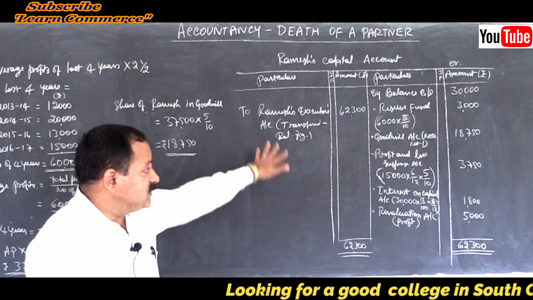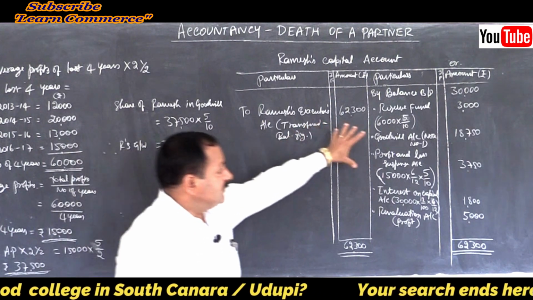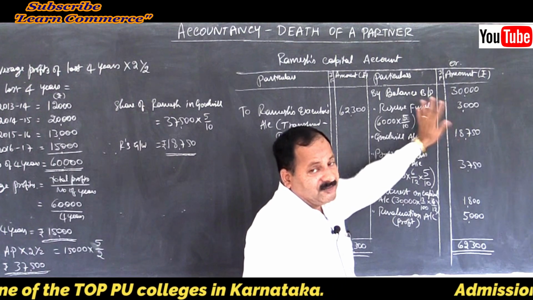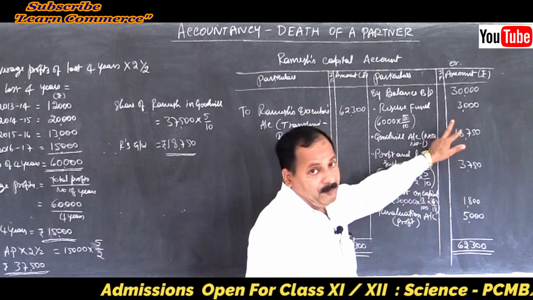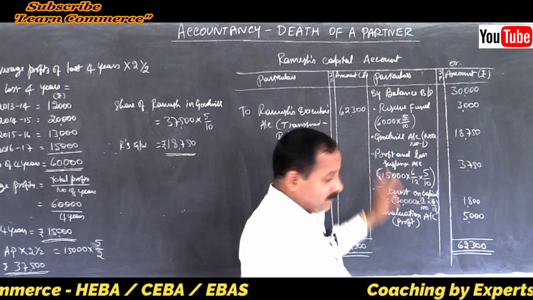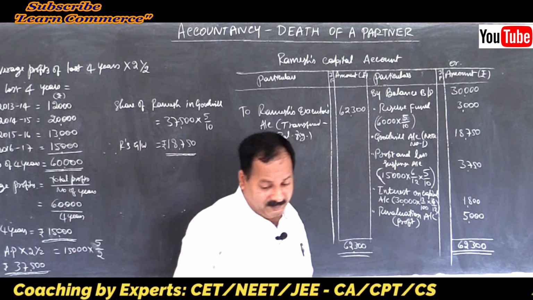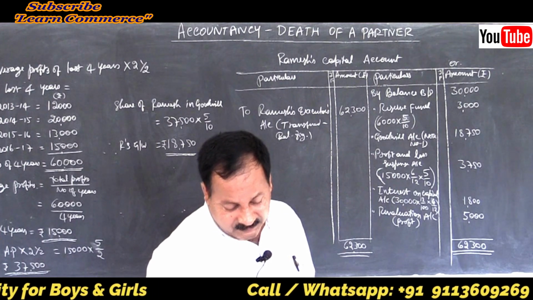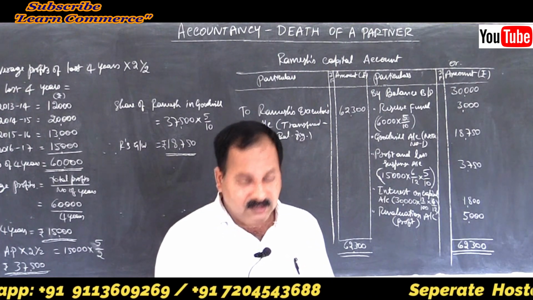Friends, you will get 6 marks for this. This many items also will not be there. They will restrict it up to 6 items. That's all. For each point, 1 mark. Like that, the answer paper will be evaluated. So this is about how you have to solve a problem whenever a death of a partner problem is given. Take assignment.